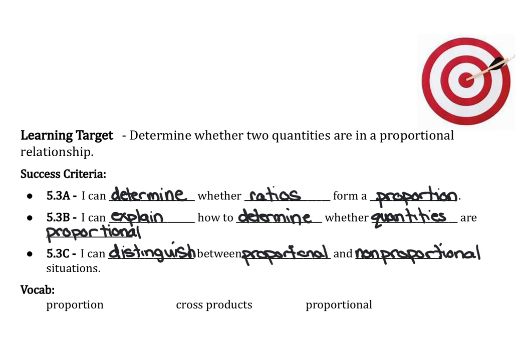Here are your learning targets and success criteria. By the end of this lesson, you should be able to determine whether two quantities are in a proportional relationship. Success criteria: I can determine whether ratios form a proportion. I can explain how to determine whether quantities are proportional, and I can distinguish between proportional and non-proportional situations. Your vocabulary is proportion, cross products, and proportional.